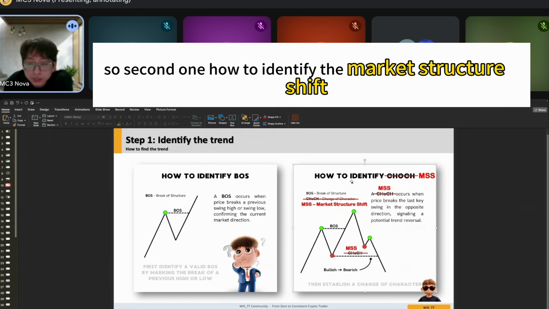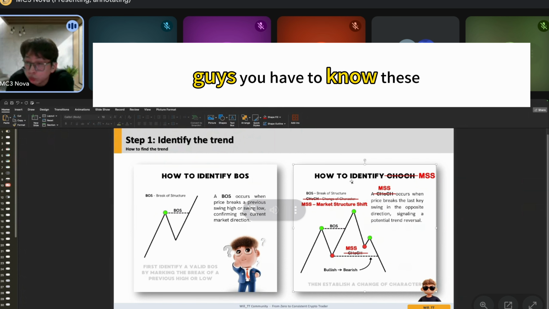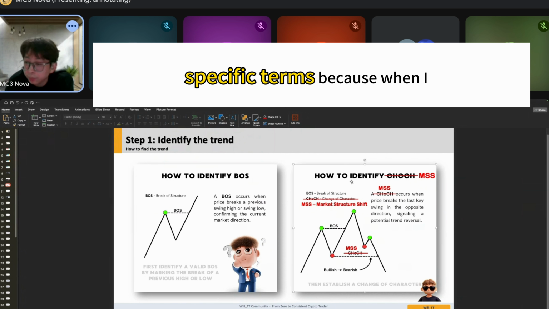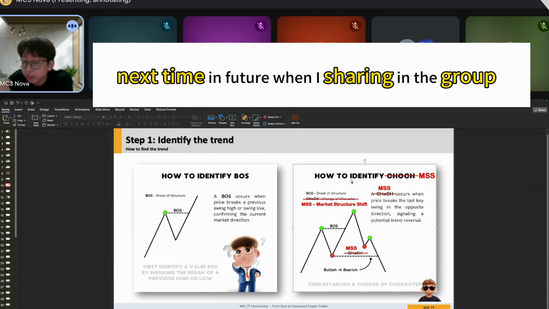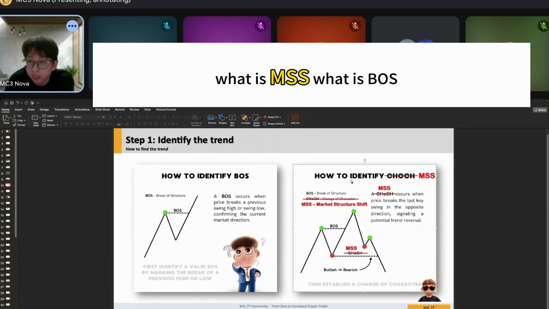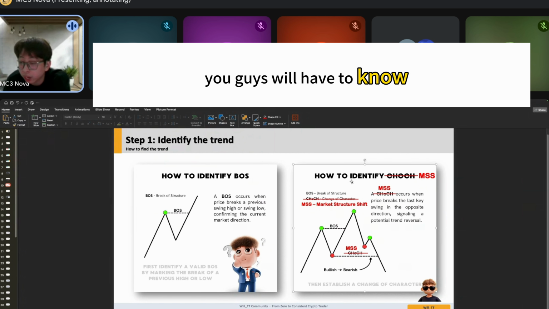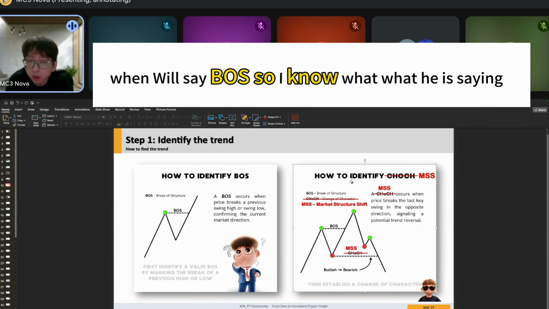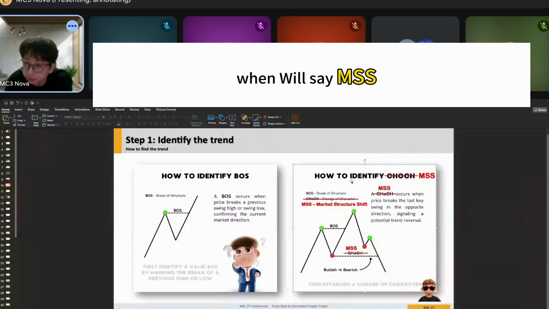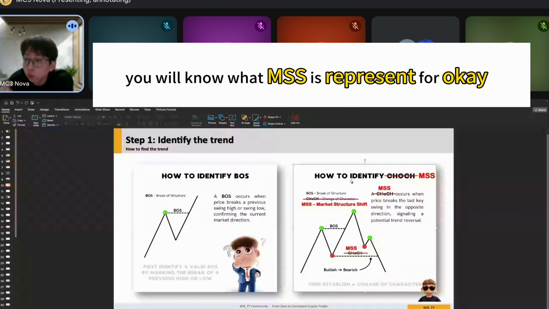Second, how to identify the market structure shift. Guys, you have to know these specific terms, because in the future when I share in the group what is MSS and what is BOS, you will have to know. When Will says BOS, you'll know what he is saying. When Will says MSS, you will know what MSS represents.